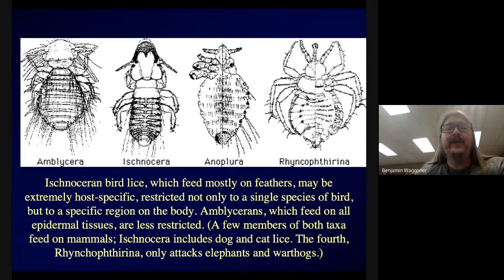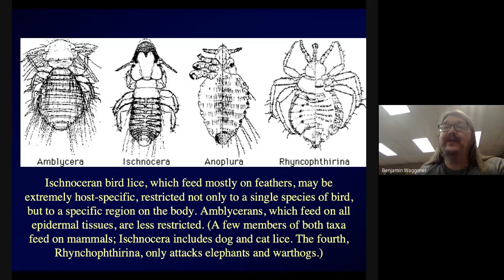I don't know much about them, and the vets that I have talked to don't see them around here, or at least not very often. But there are both dog and cat lice, and these are apparently in the Ischnocera. They're not related to human body lice in the Anopleura. So there you've got Amblycerans and Ischnocerans. There's a typical Anopleuran that's third from the left. And on the right, I think there's only a couple of species of Rhynchoptherina.